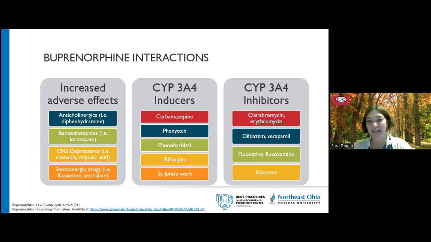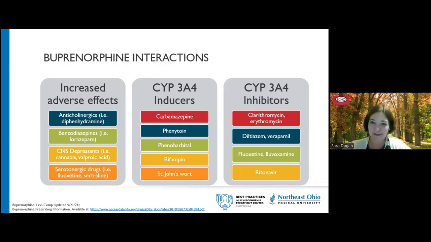So we have both inducers and inhibitors. As promised, there are a number of seizure medicines that are inducers. So carbamazepine, phenytoin, and phenobarbital are the three big ones. Rifampin also has pretty significant induction. And then St. John's wort that patients could get over the counter. So these would increase the metabolism of buprenorphine, which means that we may end up with lower concentrations. So in the event that these are added to a regimen, we may need to reevaluate because the patient may no longer have efficacy. They may notice some breakthrough symptoms, and we may have to do some adjustments to the buprenorphine dose.